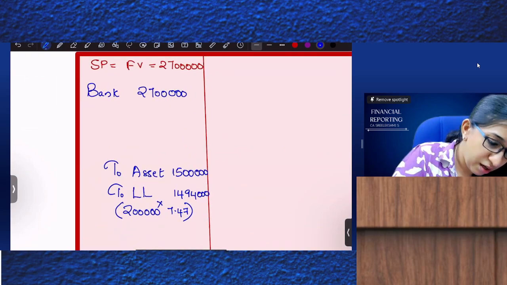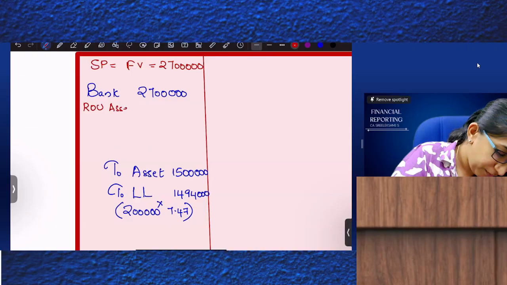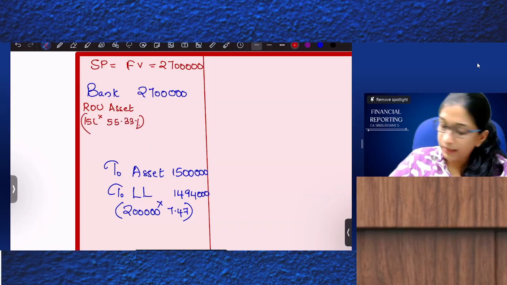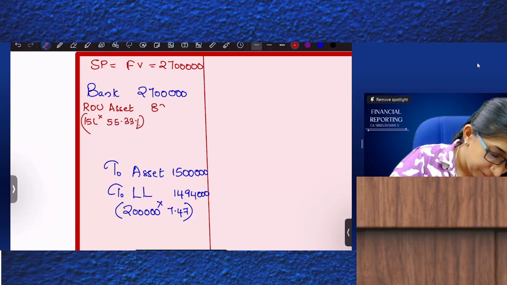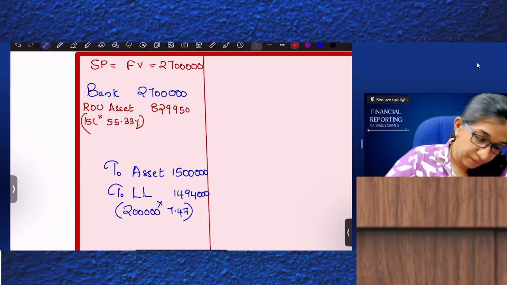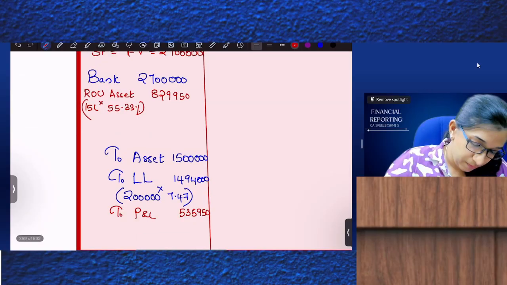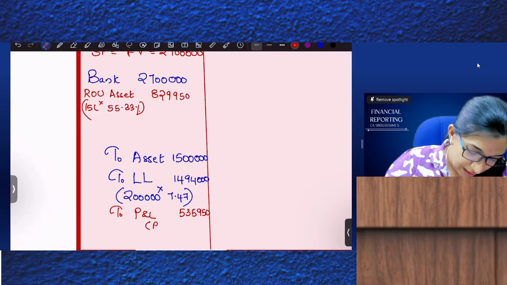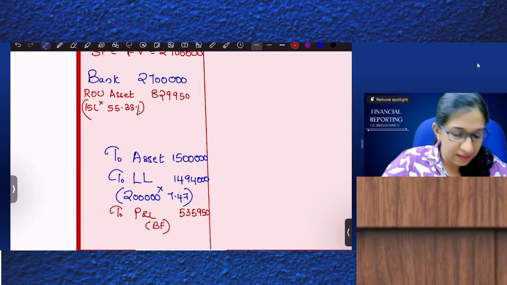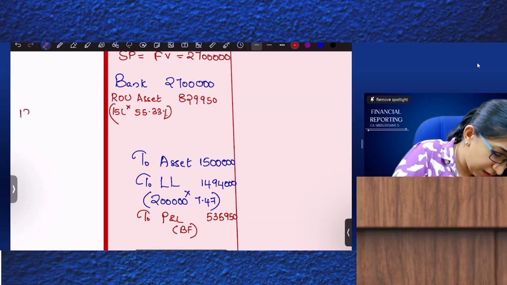So here the ROU asset is 15 lakhs into 55.33%, which is 8,29,950. So 27 lakhs. From where did you get this P&L? Balancing figure. Only balancing figure, not just balancing figure.